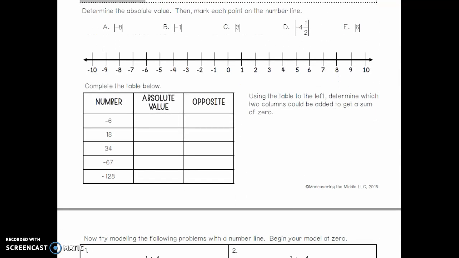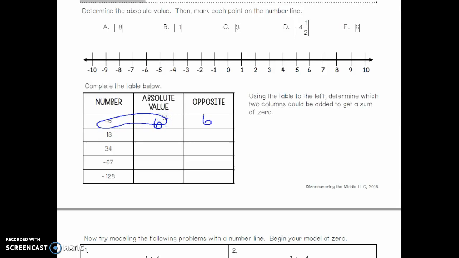It says complete the table below. Using the table to the left, determine which two columns could be added to get a sum of 0. All right, well, what would I have to add to negative 6 to get 0? Well, I'd have to add a 6, and the opposite is also 6. If I add these two together, I'll get a 0. That's what we're looking for.